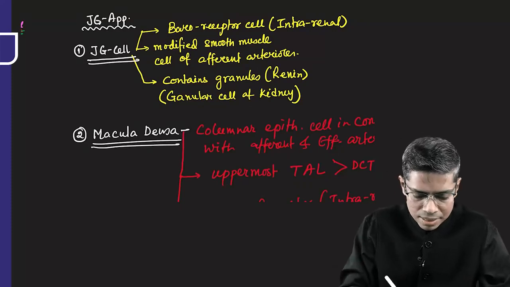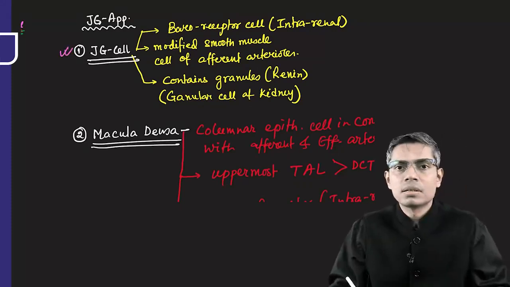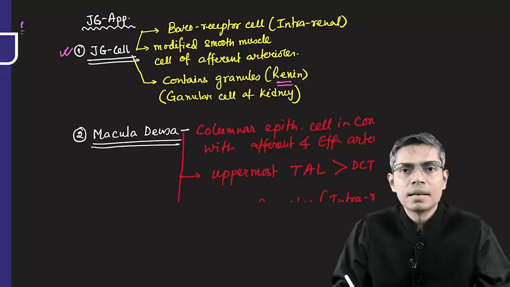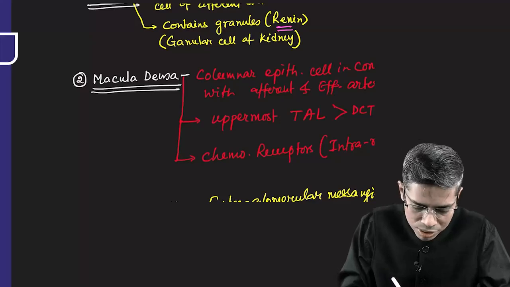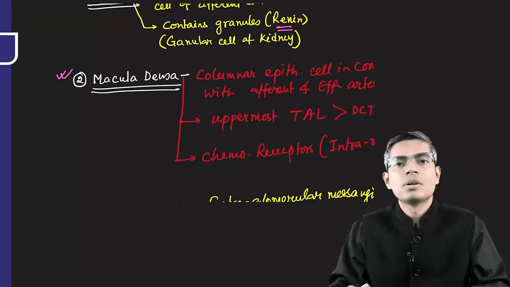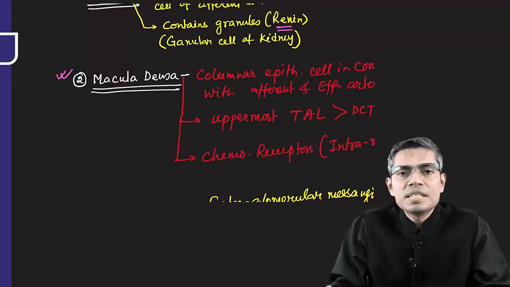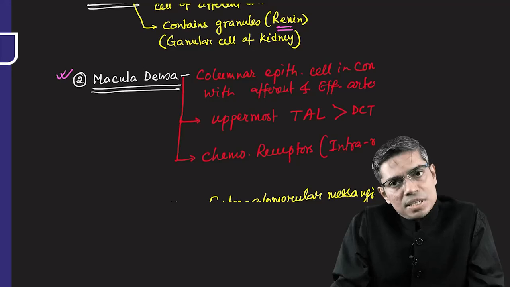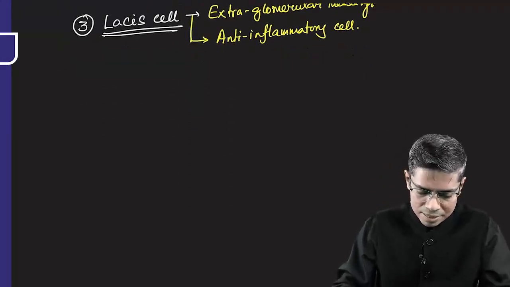So this way you have to remember the first concept, that the JG apparatus consists of 3 structures. Apart from these 3 structures, you also have to remember intraglomerular mesangial cells, which are not part of the JG apparatus. Now our next understanding will be how this JG cell is functioning, how it is secreting this renin, and second, how this macula densa cell is functioning. Means what is the mechanism of action by which the JG cell is secreting renin, in a little more detail. So, JG cell mechanism.